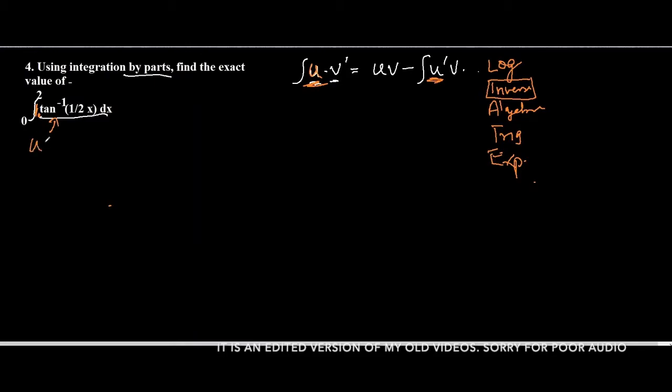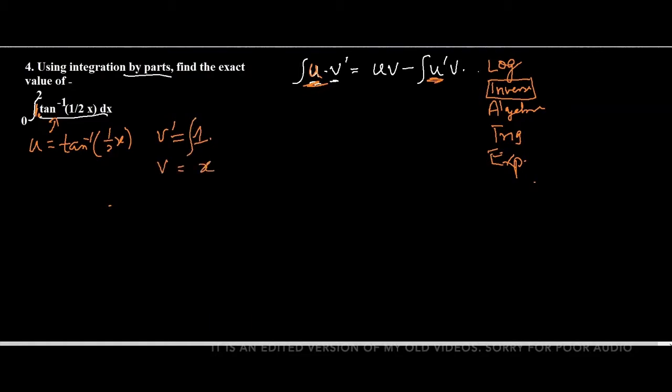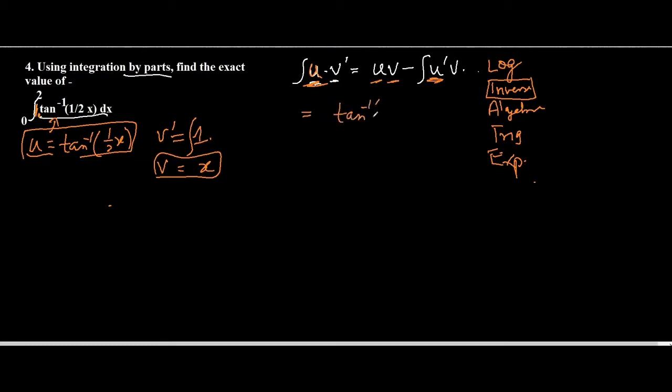So u is tan inverse of x, right? And v prime will be 1. Okay? So basically to find v, we have to integrate 1. Yes? So which will be x. So we got v equal to x and u equal to tan inverse half x. So we have first part of the solution ready with us. So we will write it equal to u is tan inverse half x and v we just got x.